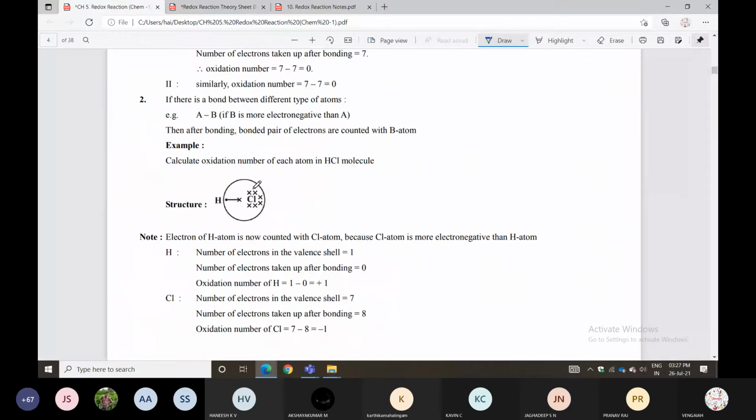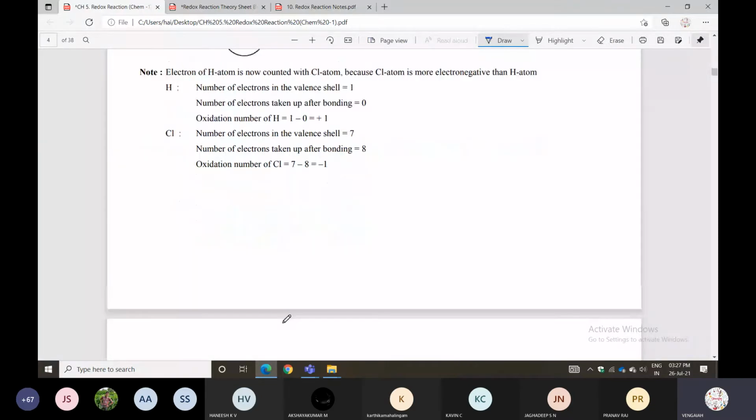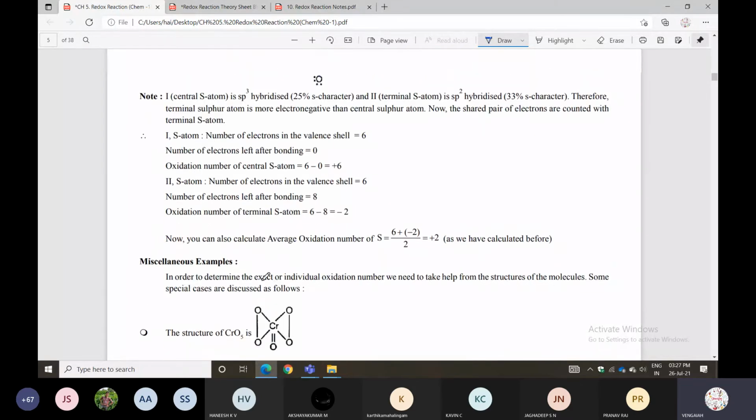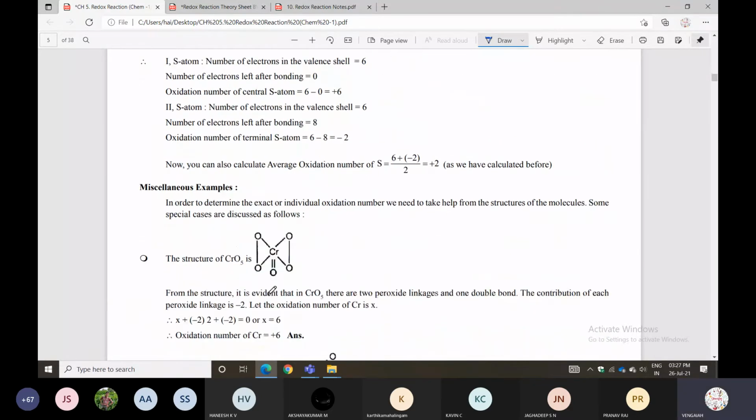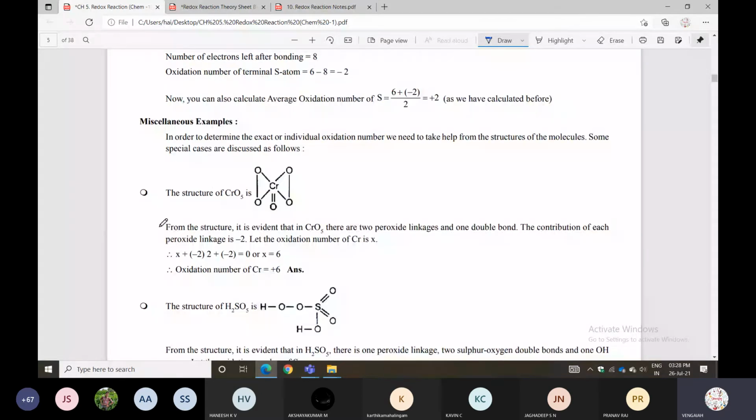If you look here, they have some questions based on the oxidation number, showing how they ask questions from an exam point of view. Very, very important question, many times asked in entrance exams also. Here CrO5 is there. What is the chromium oxidation state?